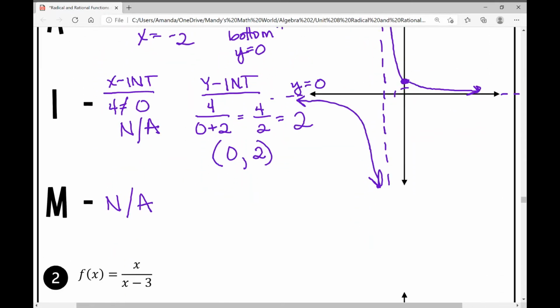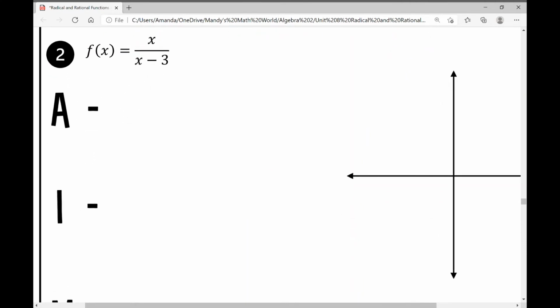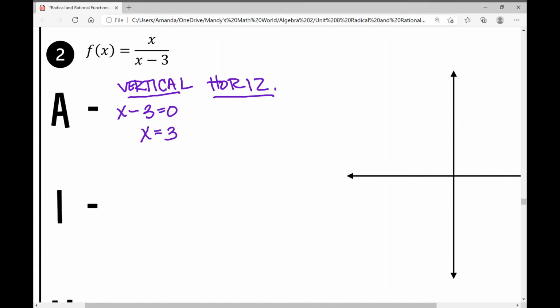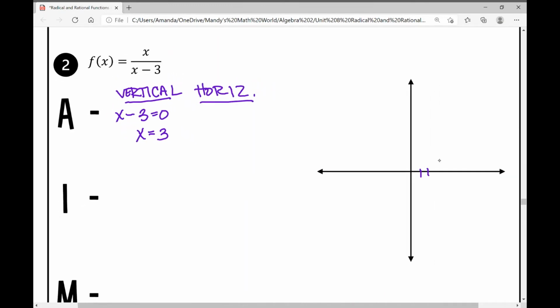So let's move on to the next basic example. Number 2 is f of x equals x over x minus 3. The first thing we're going to do is find our vertical and our horizontal asymptotes. So what do we do for that vertical asymptote? We're going to set our denominator equal to 0 and solve. X minus 3 equals 0, so the vertical asymptote is at x equals 3. Let's go ahead and graph that. X equals 3.